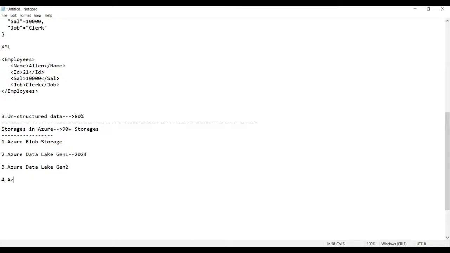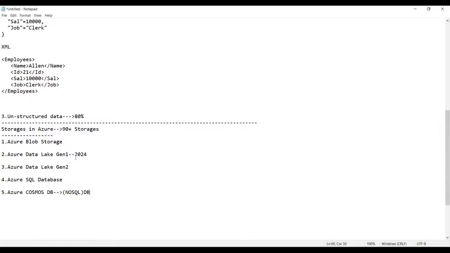Then we have Azure SQL DB, the SQL database. Then Azure Cosmos DB. This is called a NoSQL database, where you don't use the SQL language. This particular Cosmos DB is in very much demand right now.